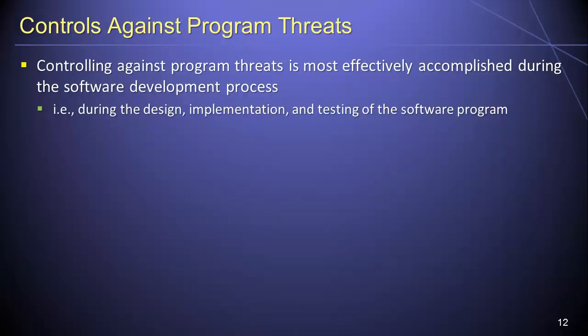In light of the interconnected nature of the tasks that must be carried out in order to design and implement a software program, controlling against program threats can be most effectively accomplished by considering security issues on an ongoing basis throughout the entire software development process. Put another way, rather than waiting until the testing phase of the software development lifecycle before efforts are undertaken to identify and correct flaws in a software program, a much more effective strategy toward ensuring program security is to actively think about and implement security mechanisms and controls throughout each phase of the software development lifecycle.